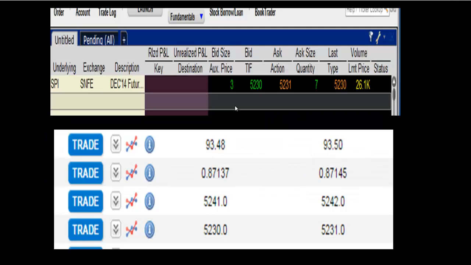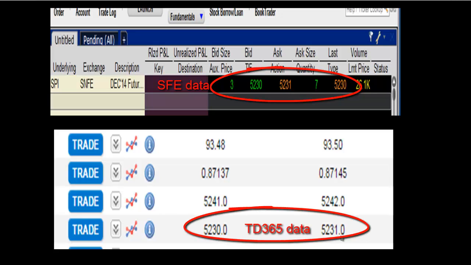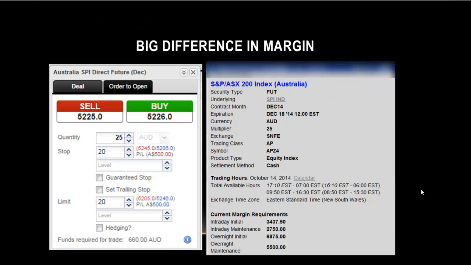Futures Exchange. What we'll see on this screen is you can see that the Sydney Futures Exchange, through its brokers, is offering a bid and an ask on the share price index at 52.30, 52.31. This is the screenshot for Trade Direct 365, and you'll see here 52.30, 52.31. So they do not add a spread onto the share price index market. You're trading exactly the same prices as any other broker directly attached to the Sydney Futures Exchange. But the big difference for us as traders is in the margin.